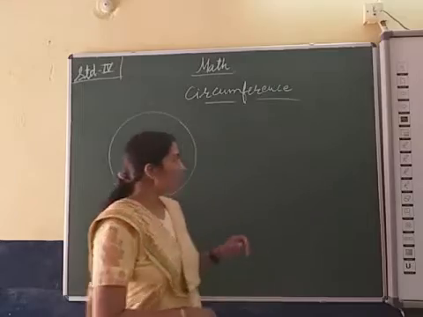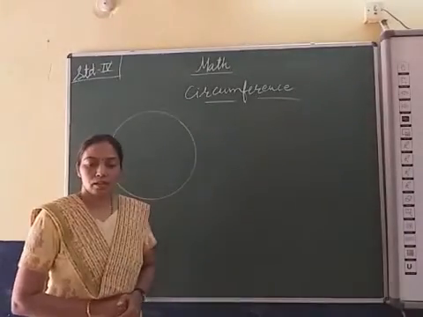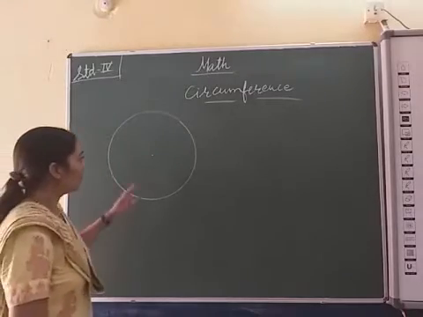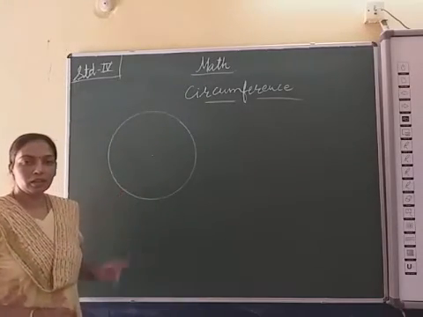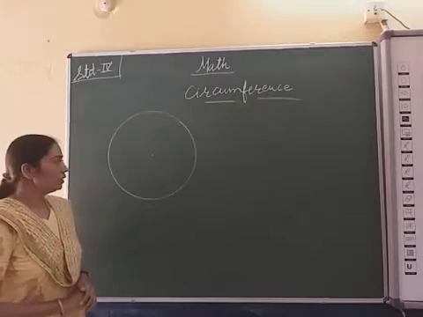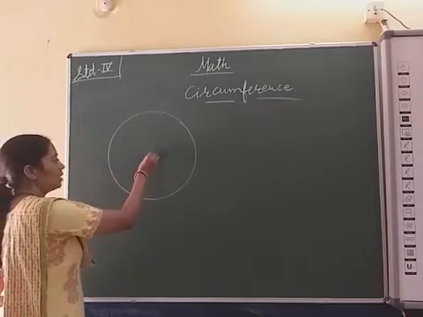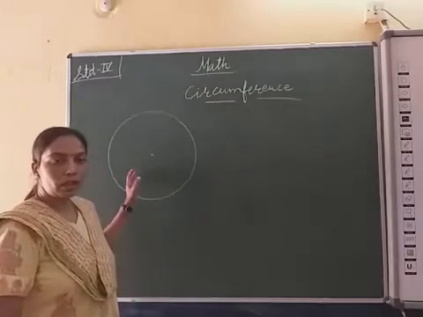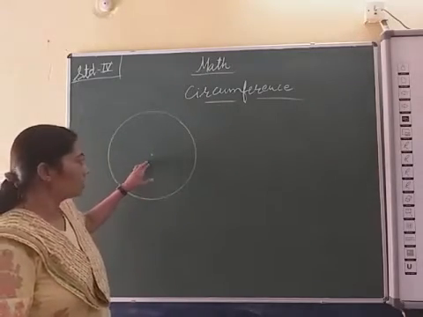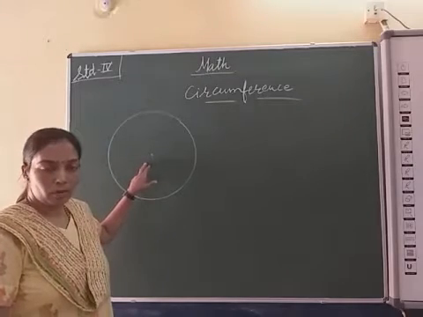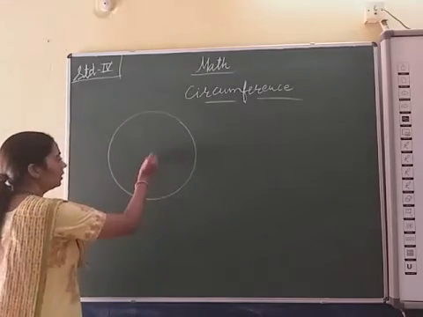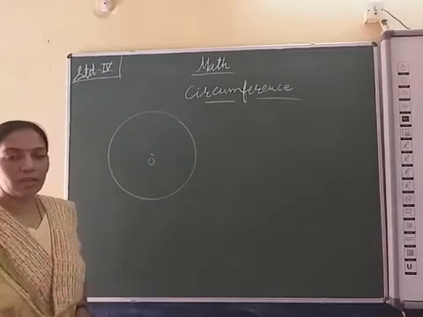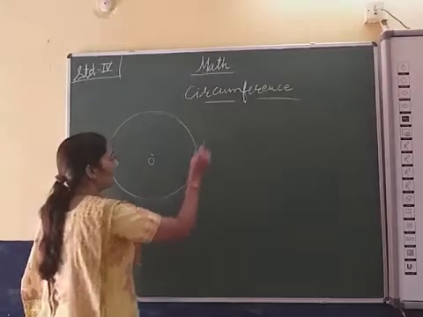But now here we will see the parts of the circle. So the first one is the center. This is a circle, it's a closed figure. This is the center point. Each circle has a center point, so we give it the name O. The center point of the circle we name O.